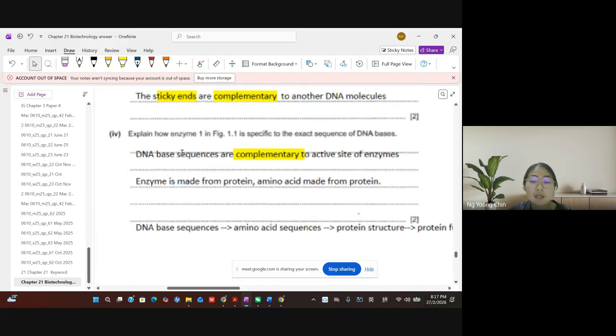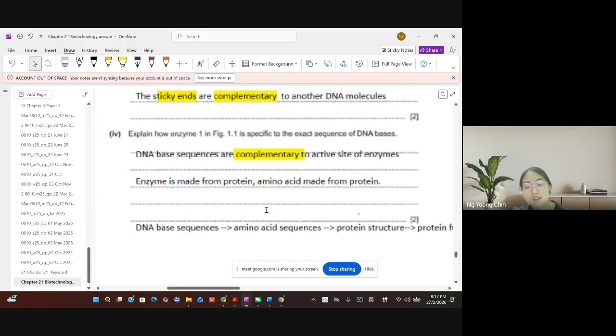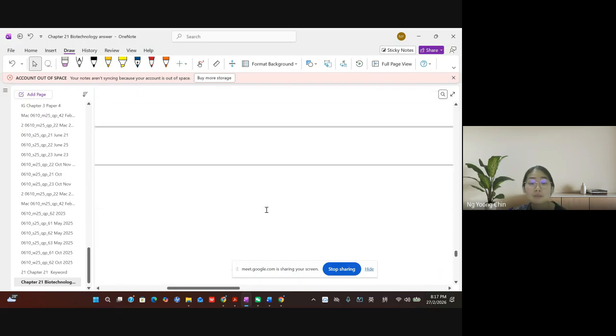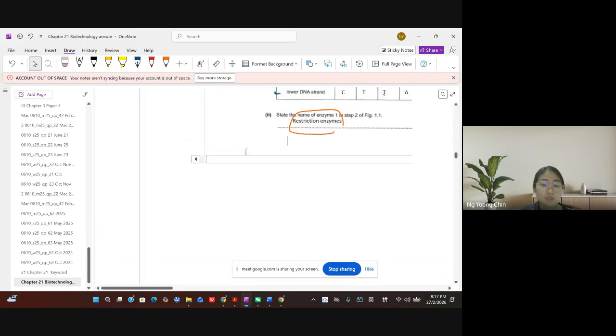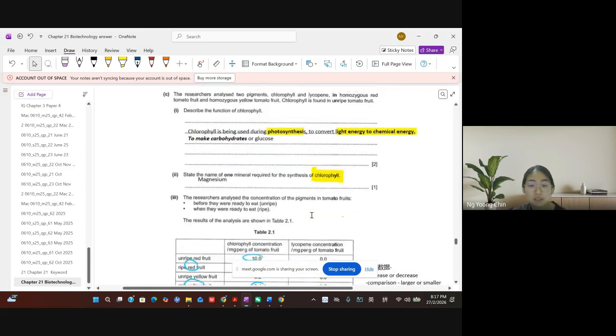Okay, and then explain how the enzyme is specific to a certain sequence of DNA bases. So the DNA base sequence is complementary to the active site of the enzyme. Okay, so this is the same thing. So you just need to know there will be 2 enzymes, restriction enzyme and DNA ligase. So one cuts, then one joins.